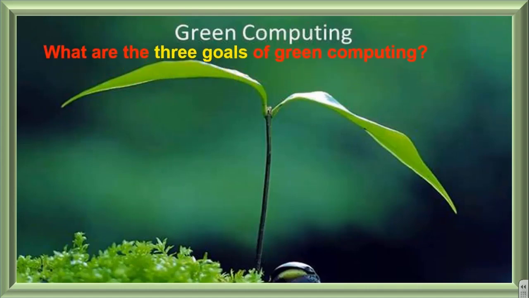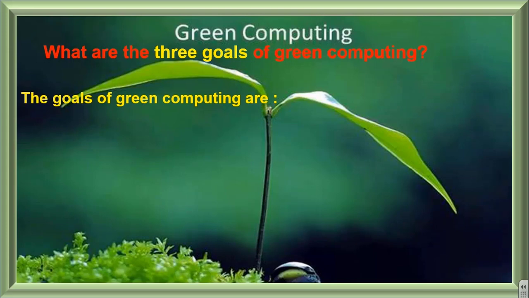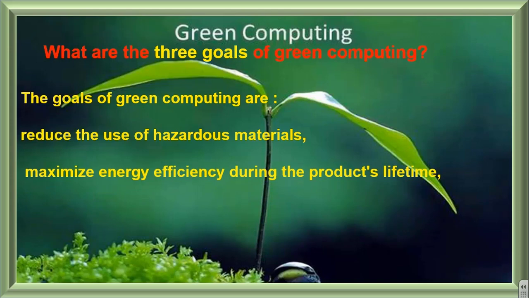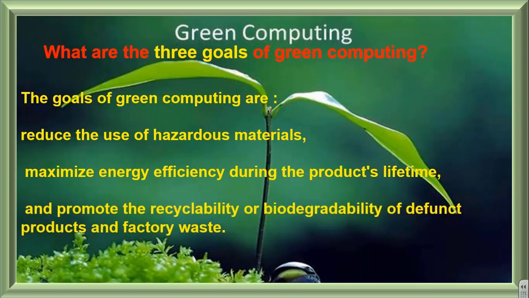What are the three goals of green computing? The goals of green computing are: reduce the use of hazardous materials in the manufacturing of computers, maximize energy efficiency during the product's lifetime, and promote the recyclability or biodegradability of defunct products and factory waste. These are the three goals of green computing.